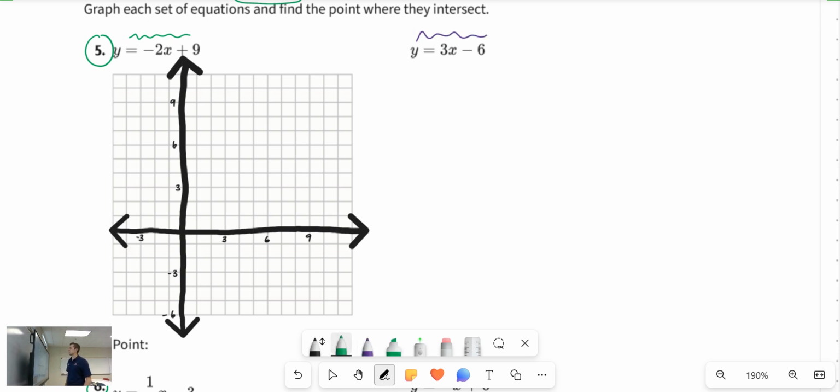So first the green, here we go. Y equals negative 2x plus 9. All right, well, I see the plus 9. That's going to be up here. And negative 2x means we have a slope of negative 2, so we're going to go over 1 down 2. Over 1 down 2 is there, and there, and there.